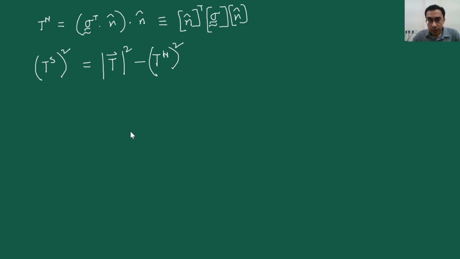You also note that the following must be true, that the T vector is simply equal to Tn n hat plus Ts Es. So this is very simple to understand. I'm just writing some basic truths in front of you.